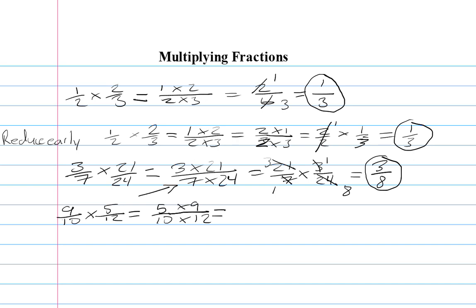And then I can reduce this. What number can go into 5 and 10? That's 5. 5 goes into 5 once. 5 goes into 10 twice. What number can go into 9 and 12? That's 3. 3 goes into 9 3 times. 3 can go into 12 4 times. So my answer is now 1 times 3 equals 3, 2 times 4 equals 8. Then put 3 over 8 again.